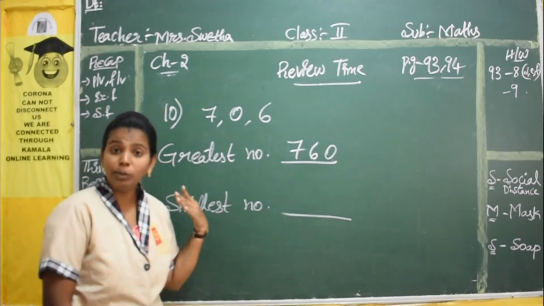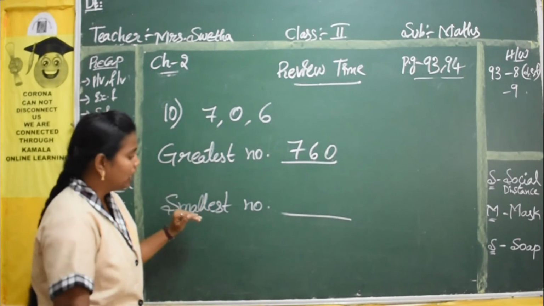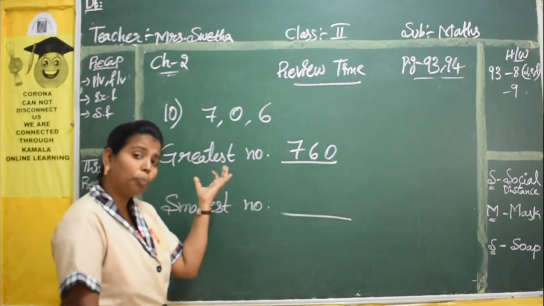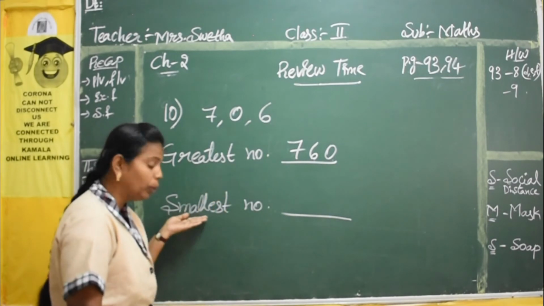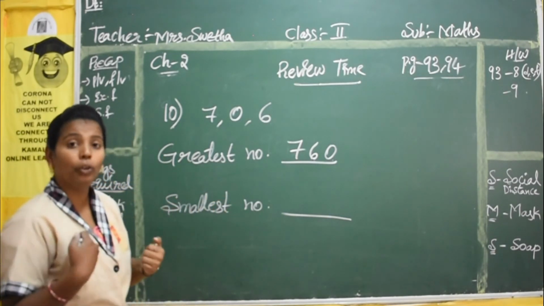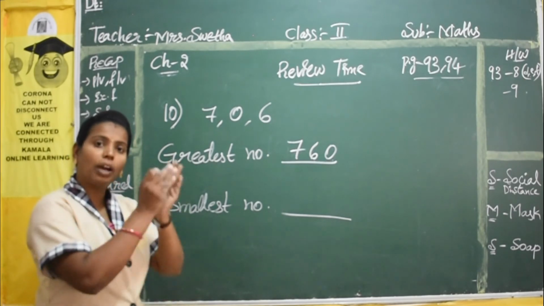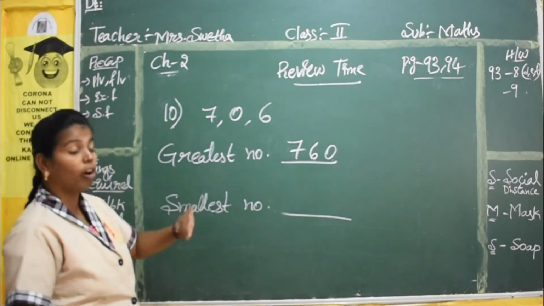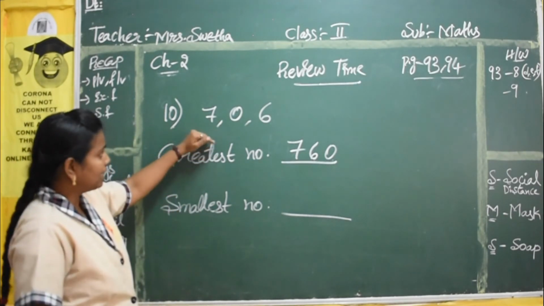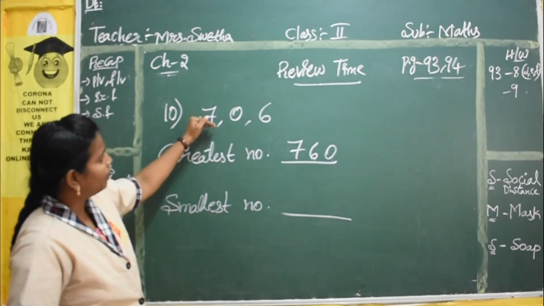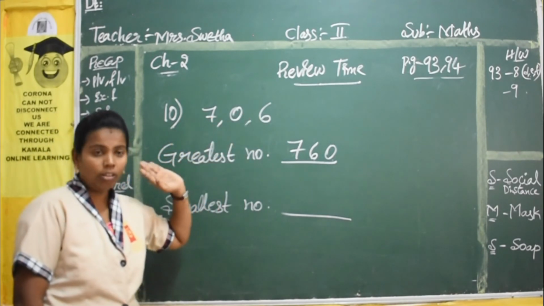Now you have to write the smallest number. Smallest number means you have to pick the smallest one. This word itself tells you which number to take. Smallest means you take the small number from all the 3 numbers, 7, 0, 6.